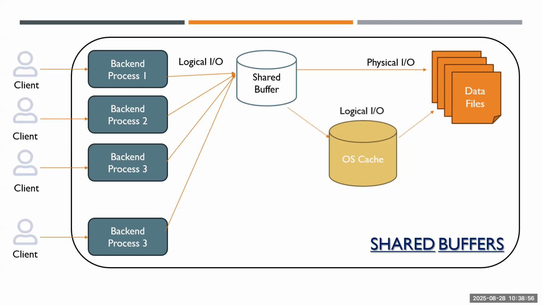When there is no data, it will go to the disk and get the data. While it is going to the disk and getting the data, sometimes it may also use the OS cache. Next time, when you are performing a select statement, first it will verify your data in the cache, shared buffers. If not, it will verify in the OS cache. If not, then go to the physical disk. That is what is happening in the background, especially when you go for Postgres.